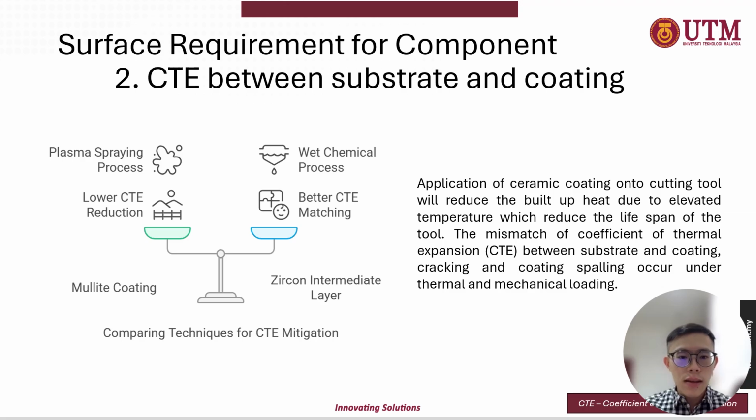So if we look over here, we compare the techniques that we can use to mitigate the differences between the CTE. If we're looking into multilayer coating, we can use the plasma spraying process, which actually lowers the CTE reduction. If we look into a zircon intermediate layer, which is, I would say, a medium layer, we can use a wet chemical process that gives better CTE matching. So there is no right or wrong, it just depends on the application and what processes we are looking into.